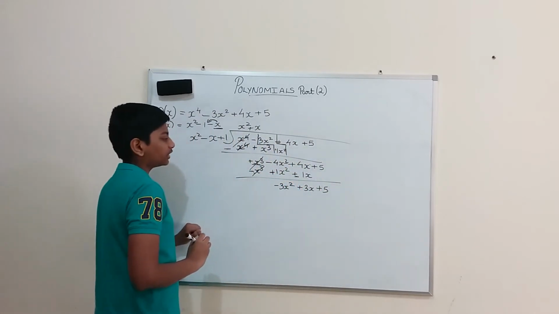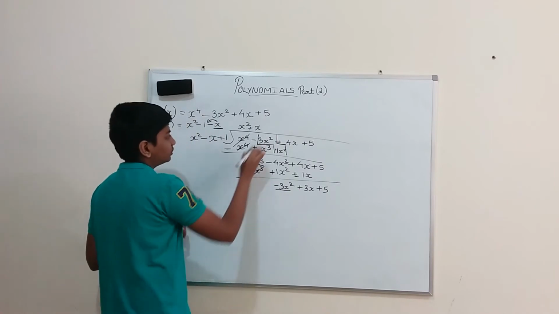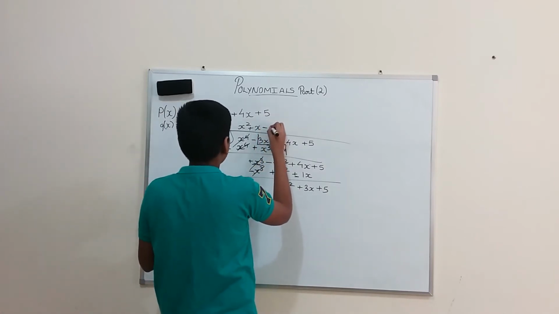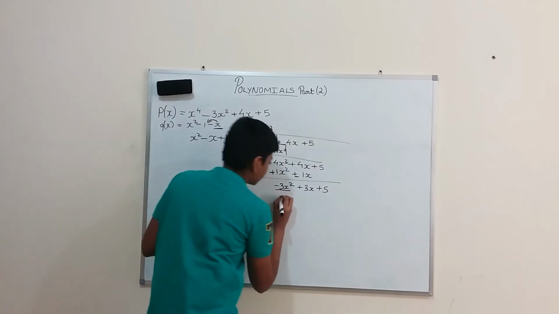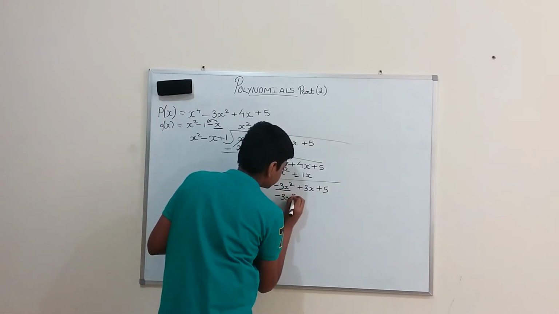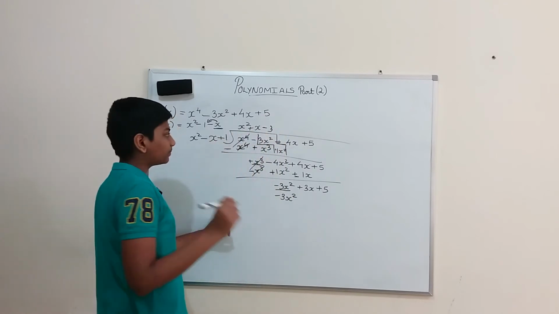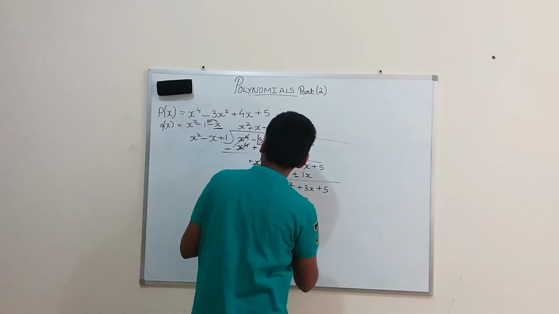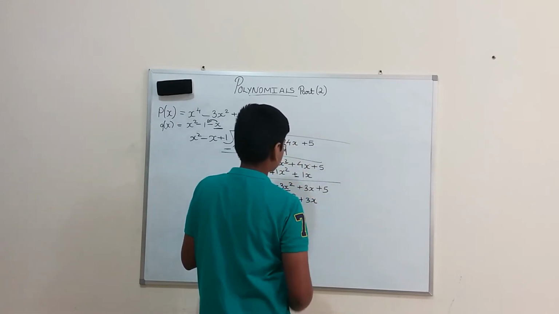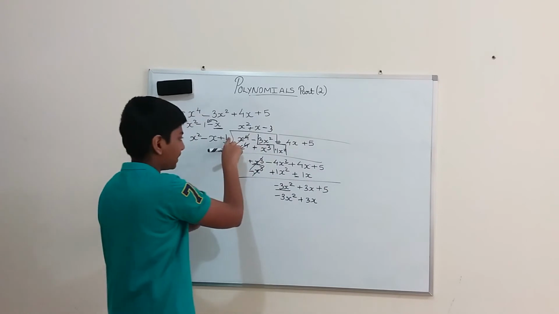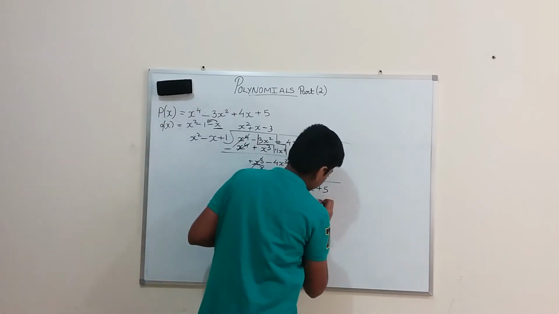Okay? Now what we need to do? We need to cancel these both. Now it should divide this. So here it becomes minus 3 into x square gives you minus 3x square. Minus 3 into plus x gives you minus 3x, and minus 3 into plus 1 gives you minus 3. Yeah, right? So minus 3.